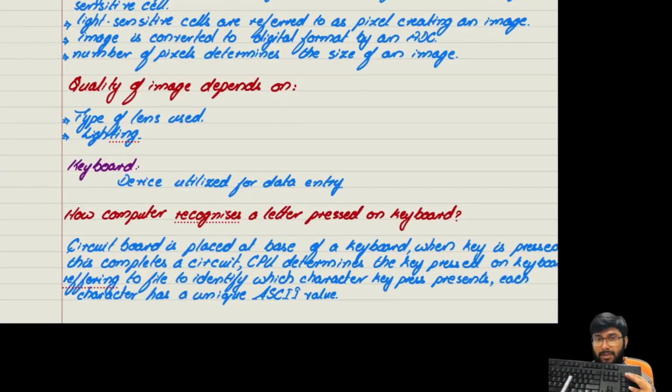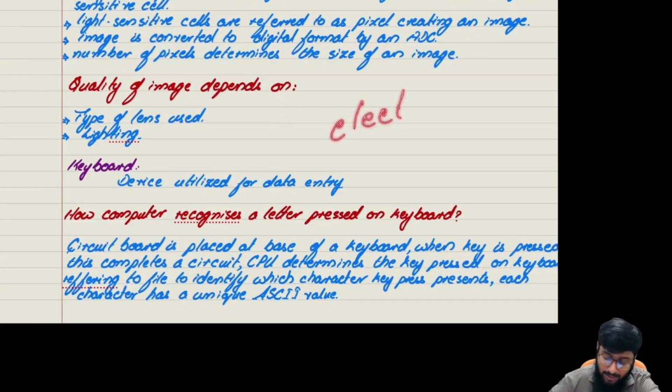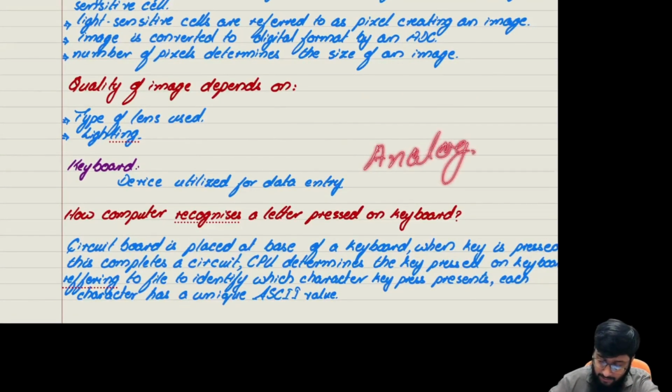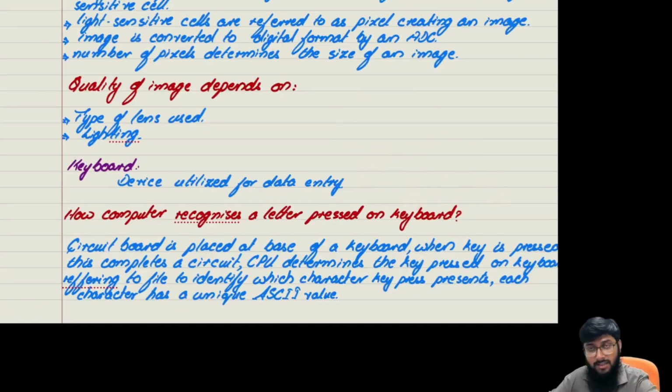Just beneath these keys there is a circuit placed, and as soon as you press any of the keys, the microprocessor, or you may say the motherboard, is going to be struck. Once it is struck, the circuit is going to complete. Once the circuit completes, it is going to create an electronic signal. That electronic signal will be in the analog format. This will be converted into digital with the help of the ADC, the analog to digital converter.